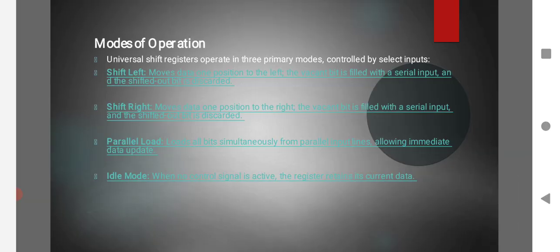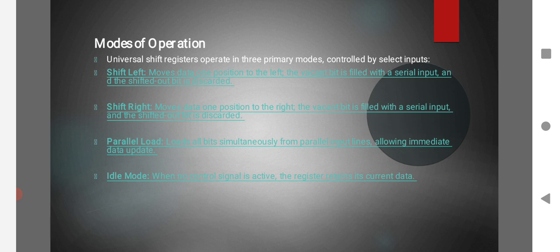Universal Shift Register combines left shift, right shift and parallel load capabilities, allowing flexible data manipulation in digital circuits. It has some modes of operation. It operates in 3 primary modes controlled by select inputs: shift left, shift right, parallel load, and idle mode. In shift left, it moves data one position to the left and the vacant bit is filled with the serial input, and the shifted out bit is discarded.